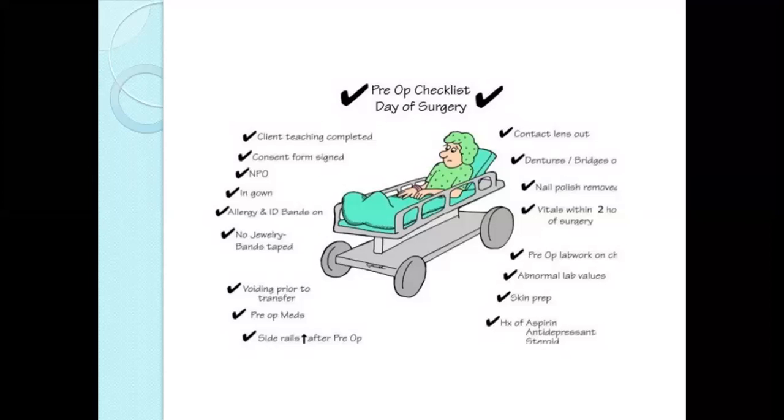Then these are just some of the pre-operative checklists. Even in our hospital, we have a pre-operative checklist. This checklist is important, because by doing a checklist we will be able to see if we miss out anything, and we will know which one we have not covered. So we have to remove, for example, contact lens, dentures, nail polish, and vital signs should be checked.